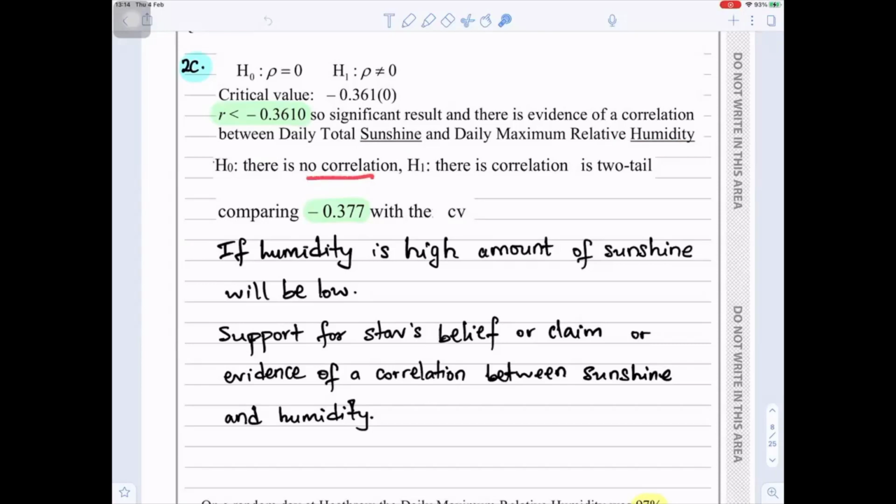H0, there is no correlation. H1, there is a correlation, is two-tailed. So you're comparing minus 0.377 and the critical value. You say if humidity is high, amount of sunshine will be low. So support for Starkey's belief or claim, or evidence of a correlation between sunshine and humidity.